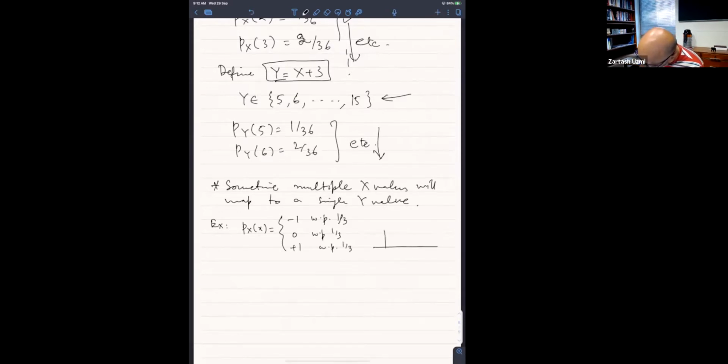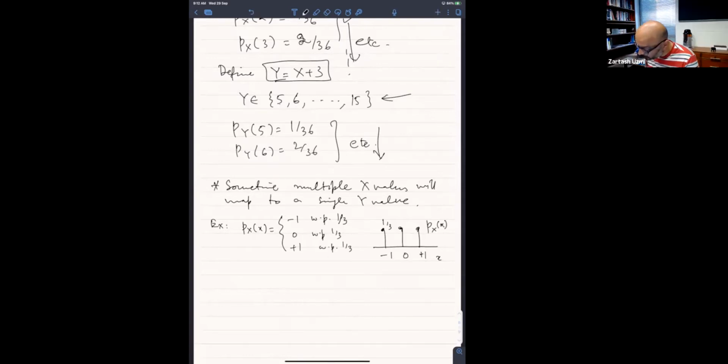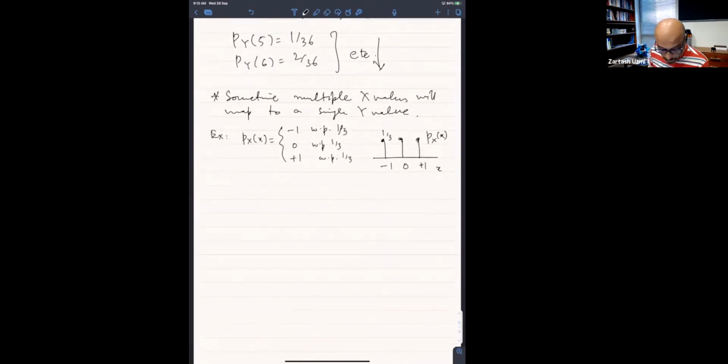How does the PMF look like? The PMF looks like the following. ये 1 by 3 probability लेता है with these three values. This is the PMF of x. Okay. Takes value minus 1 with probability 1 over 3, takes value 0 with probability 1 over 3, takes value plus 1 also with probability 1 over 3.